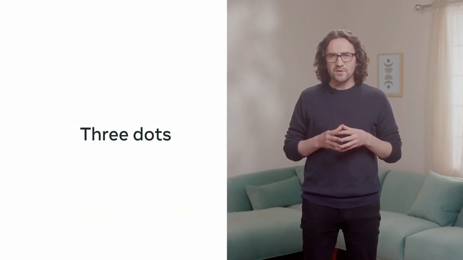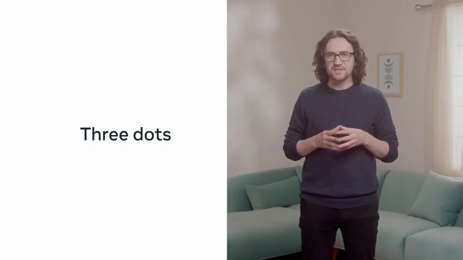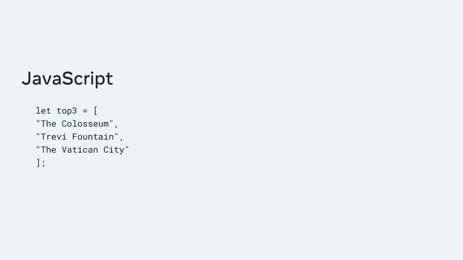Note that the spread operator is characterized by 3 dots. To illustrate where the spread operator becomes useful, let's first build an array, and then call the items with a basic function. Using the variable keyword let, I create an array of the top 3 places to visit on a holiday to Rome, and I call it top3. Then I include the Colosseum, Trevi Fountain, and the Vatican City as the elements of my top3 array.